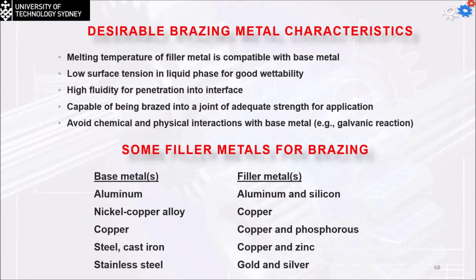Some of the popular filler materials we have for brazing are, first, for aluminum, we can use aluminum and silicon. For the nickel copper alloy, we can use copper. In the case of copper, we're using copper and phosphorus. The mixing of both is going to have a melting temperature less than the copper itself. For steel and cast iron, we can use copper and zinc. And for stainless steel, we can use gold and silver.